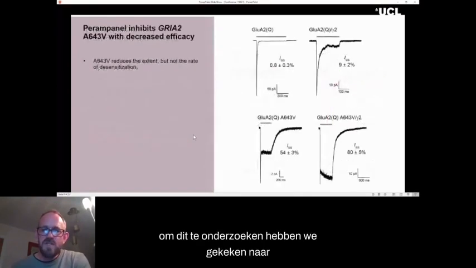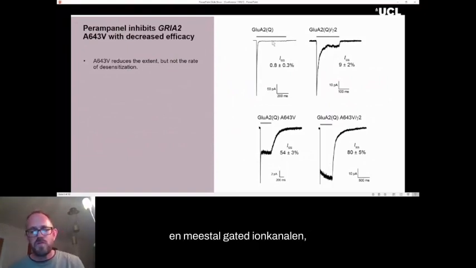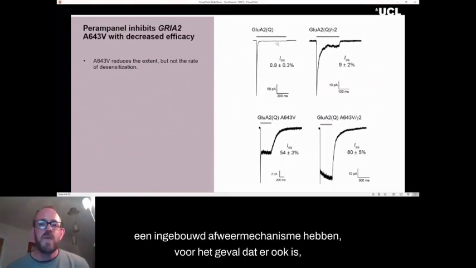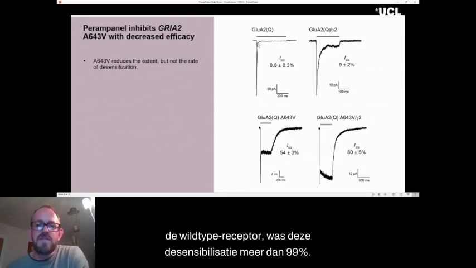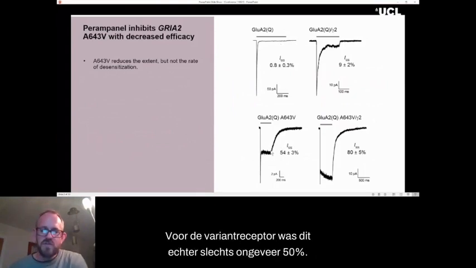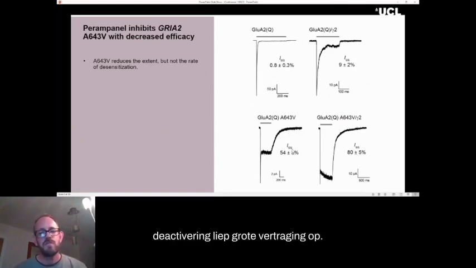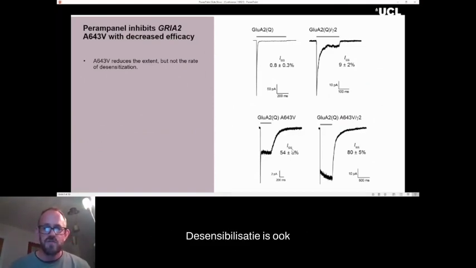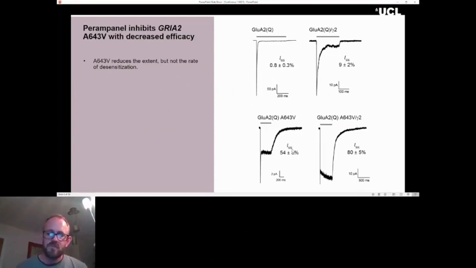To examine this, we looked at a slightly different application of glutamate. AMPA receptors and most ligand-gated ion channels have a defense mechanism built in in case the signal lasts too long, and they can turn themselves off in the continued presence of glutamate. For the wild type receptor, this desensitization was over 99%. However, for the variant receptor, it was only about 50%. So again, not only is there a deficit in closure, with deactivation greatly delayed, desensitization is also greatly affected. And this was similarly amplified with the TARP.